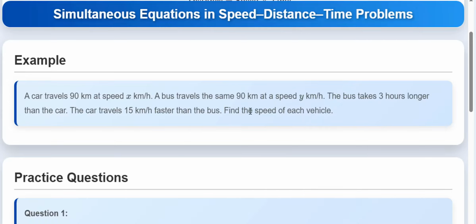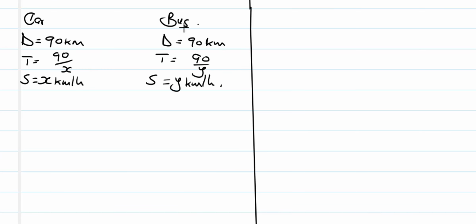But look, you are told the bus takes 3 hours longer than the car, meaning, for example, let's say if the car arrived or rather covered those 90 kilometers by 11 a.m., the bus would cover them from 11 a.m.